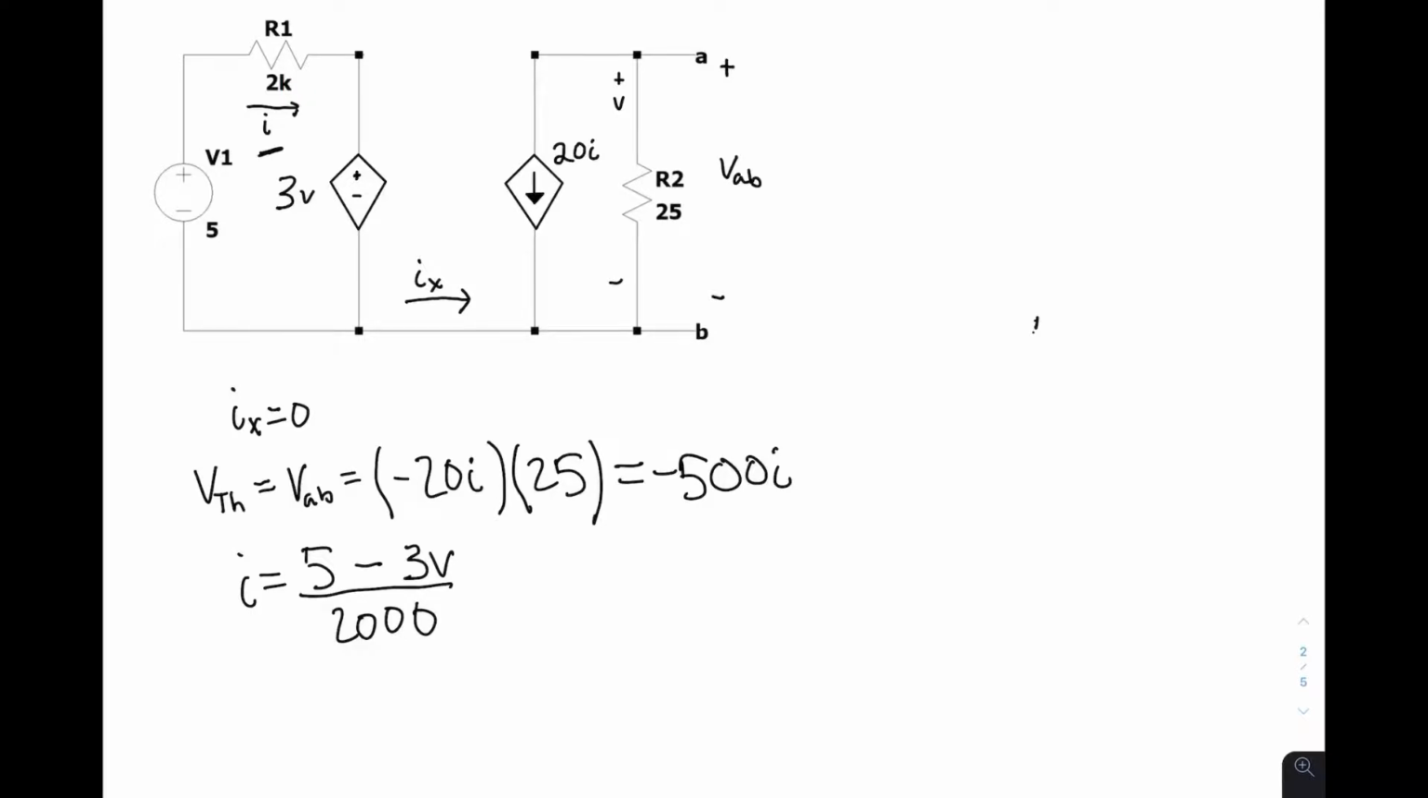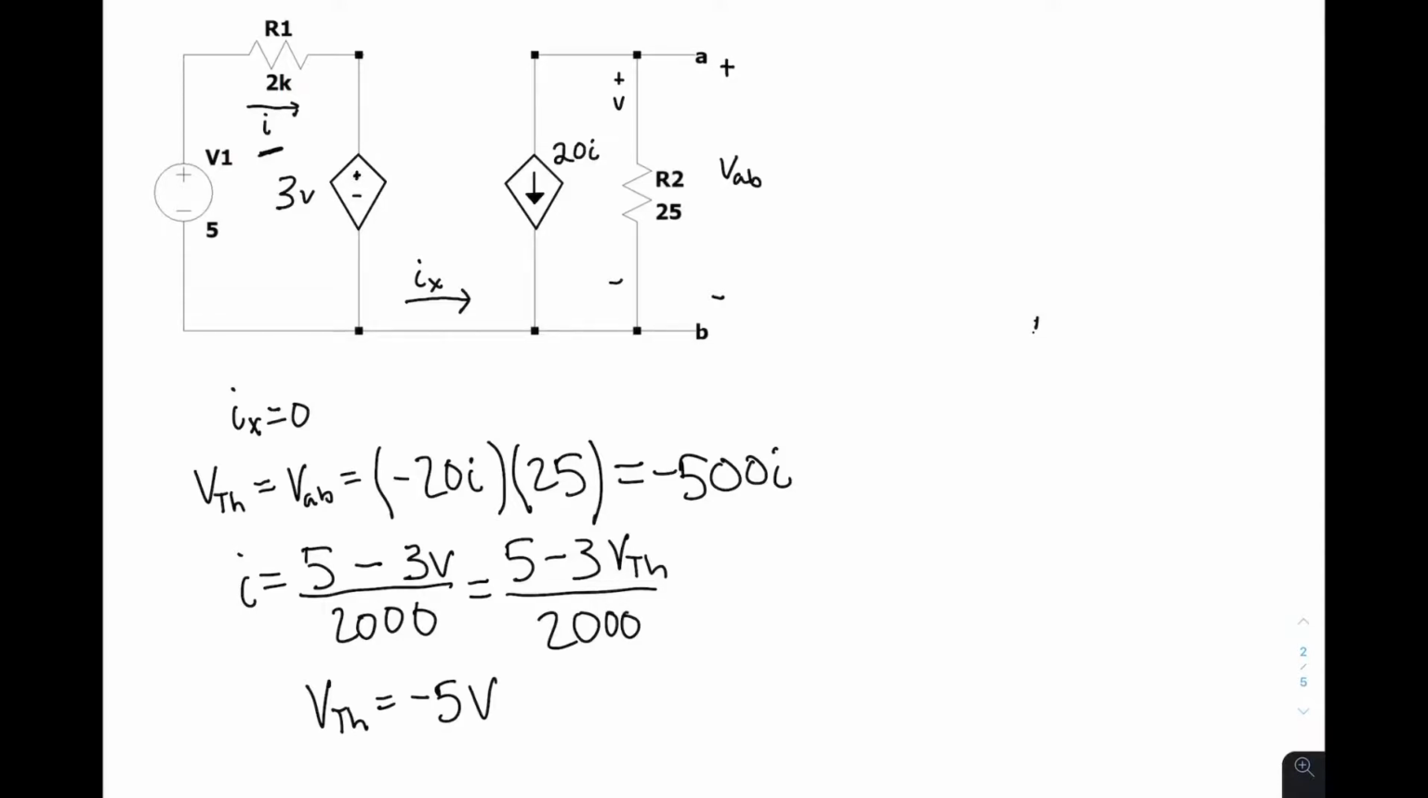Upon writing this equation, we realize that the Thevenin voltage is equal to the control voltage, so we can just write this as 3V Thevenin divided by 2000. And if you solve the system of equations, V Thevenin equals negative 500I, and I equals (5 minus 3V Thevenin) over 2000. I think it's easiest just to plug it in my calculator, but you can solve it by hand if you wish, and you're going to get V Thevenin is equal to negative 5 volts.